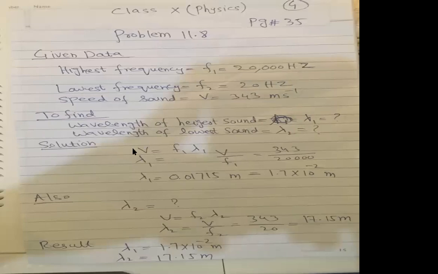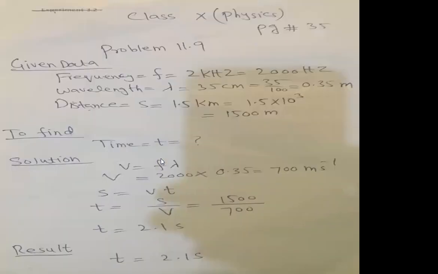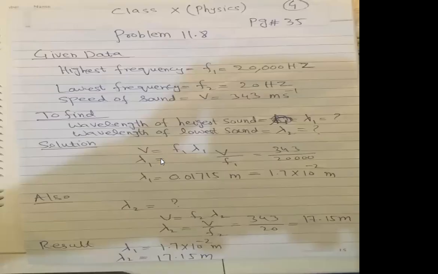And the formula is V is equal to F lambda. Since I am finding the wavelength for the highest sound, I take F1 and lambda 1. If you separate this out, lambda 1 is equal to V divided by F1, because if it is multiplied on one side, it goes to the other side and is divided.